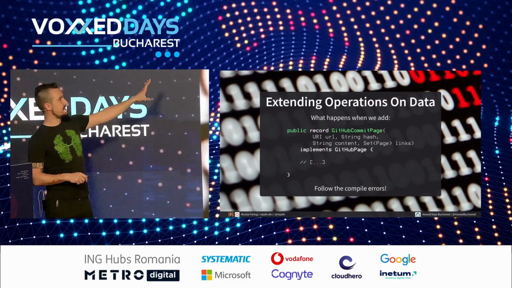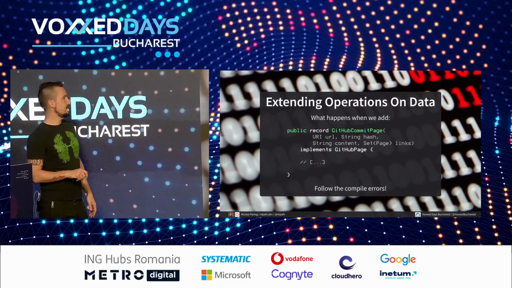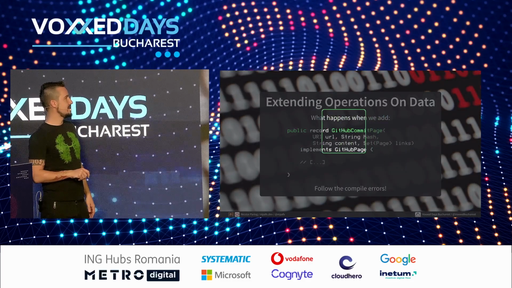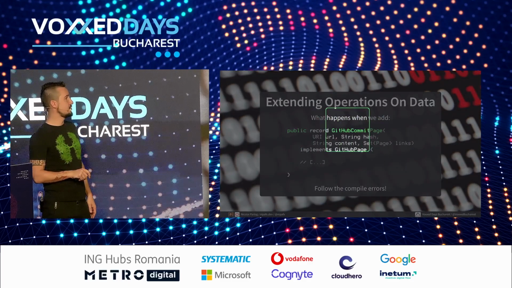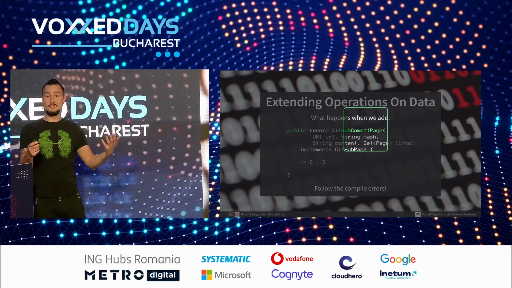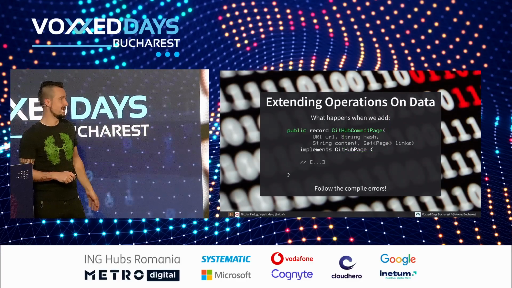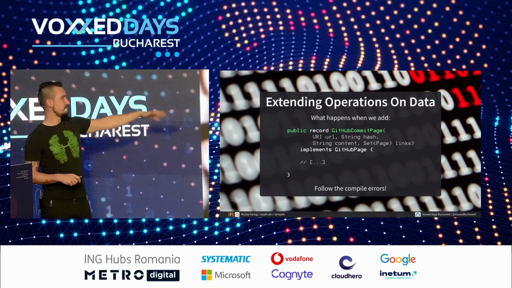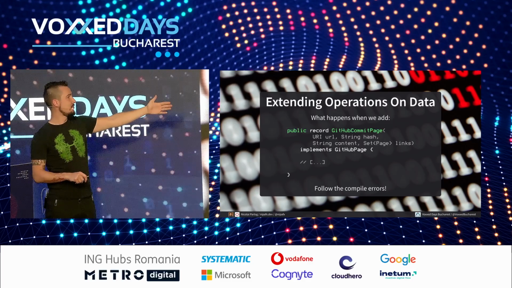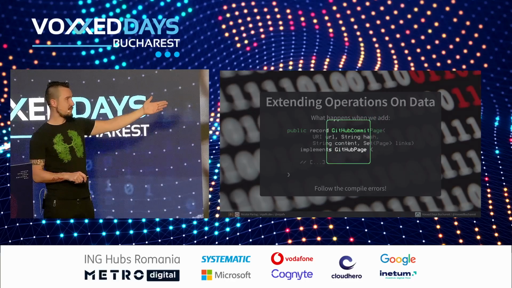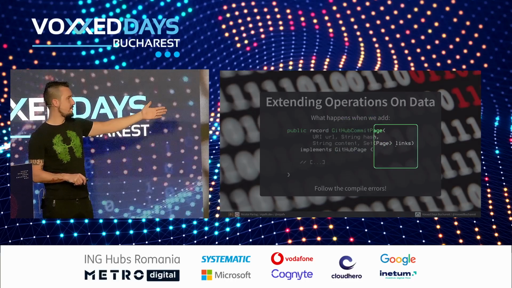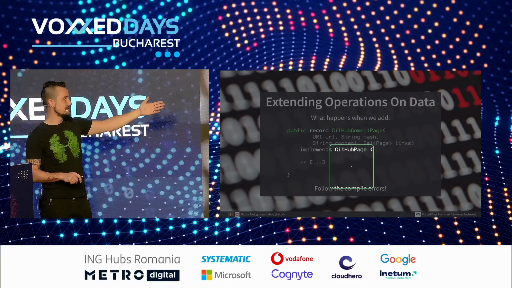So we're now extending the operations. We're now adding a different type of data. We're saying, okay, we have a GitHub commit page. That we newly discovered, holy crap, GitHub has commit pages too, we need those as well. So we create this type, this record. Makes perfect sense. There's a URL, we want to capture the commit hash, we have the content of the page and the page links as before, it implements the GitHub page, it's all great.